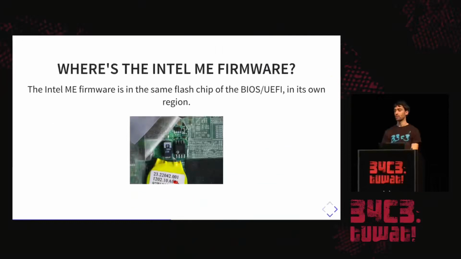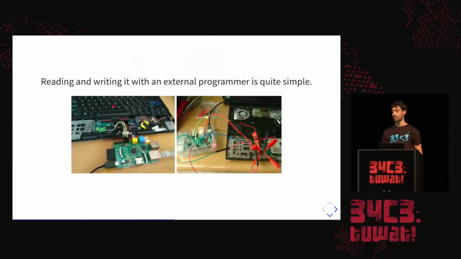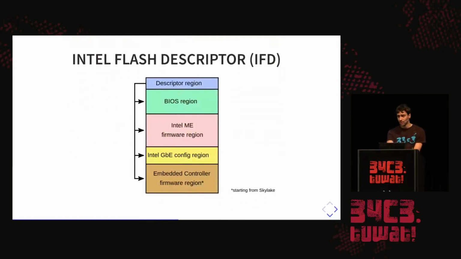So first of all, where's the Intel ME firmware? Where is it located? It is located on the same chip as the BIOS UEFI. So reading and writing it is quite simple, because you can either use an external programmer, which can be a cheap Linux board with an SPI interface or a dedicated programmer, or in some cases you can also use the vendor tools to flash the BIOS to dump and write again your modified image. Now, this is possible because the SPI chips in the Intel systems are partitioned. So this is the scheme. You have the Intel flash descriptor, which contains different partitions inside the SPI chip. So we have the descriptor region, which is like a partition table, and then different partitions, for example, the BIOS region and the Intel ME firmware region.